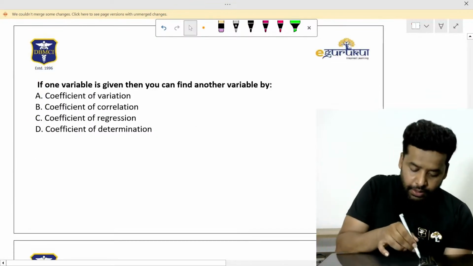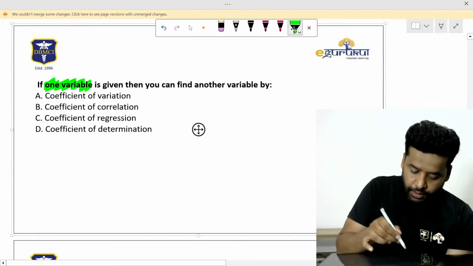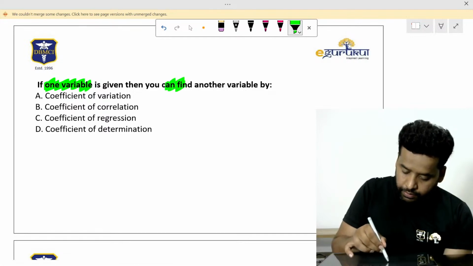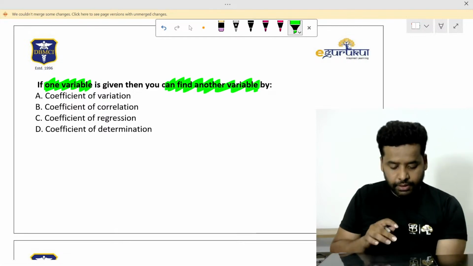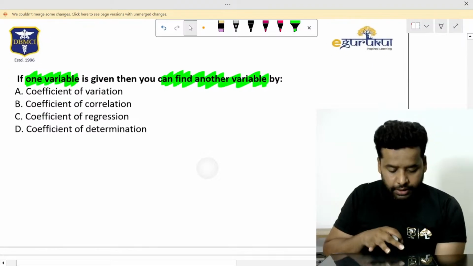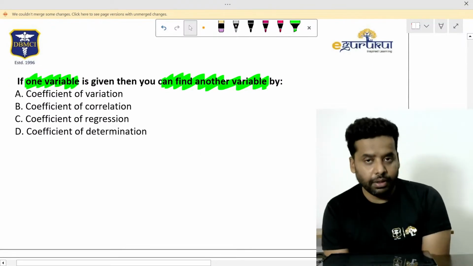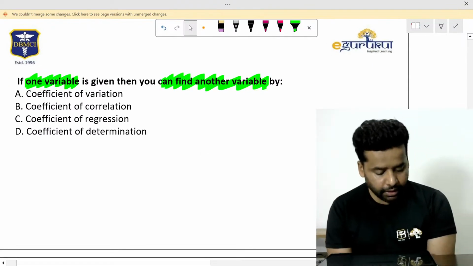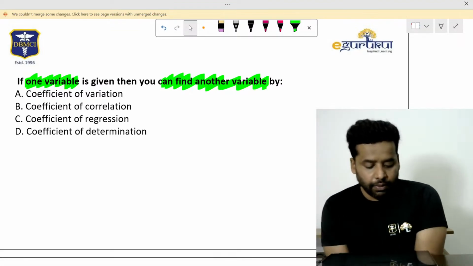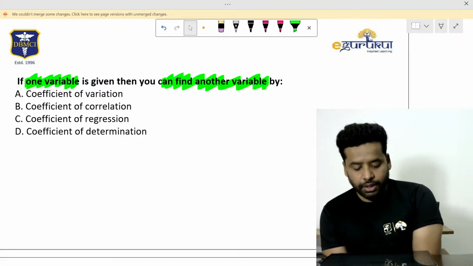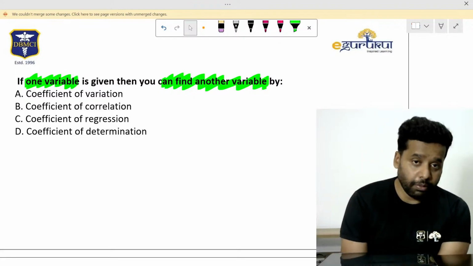If one variable is given, you can find the other variable. Actually, the question is fine. There is an answer for this. The question is a little incomplete, but still I will take it like this only. Yes, then what is the answer? If one variable is given, you have to predict how much the other variable will change.